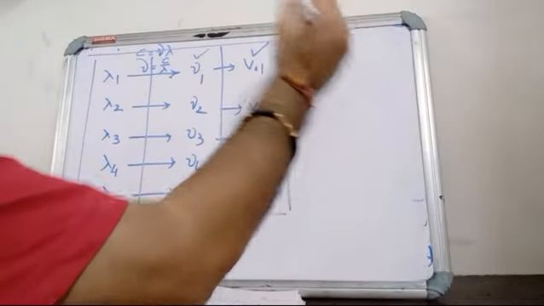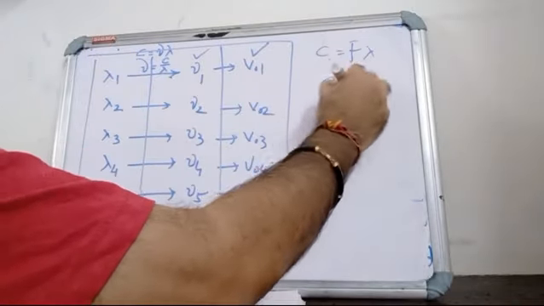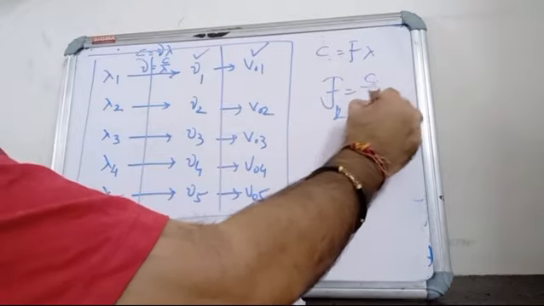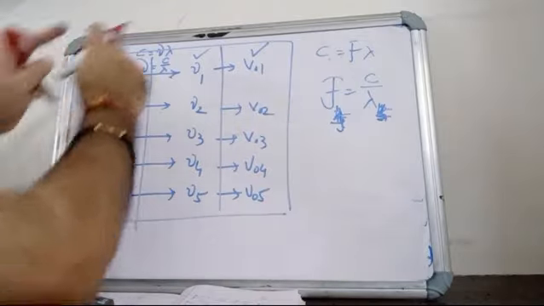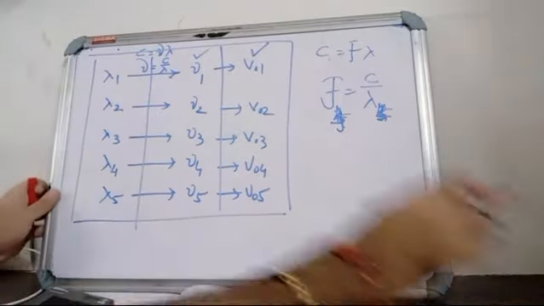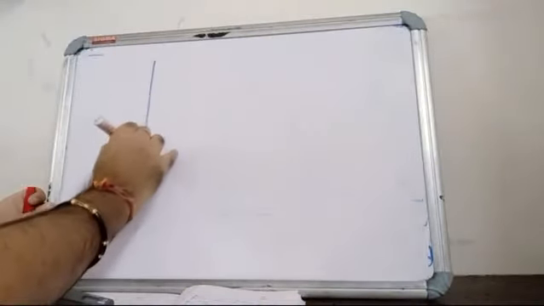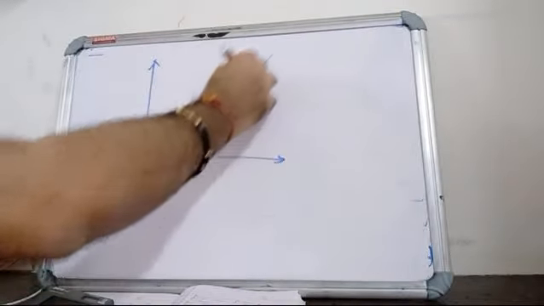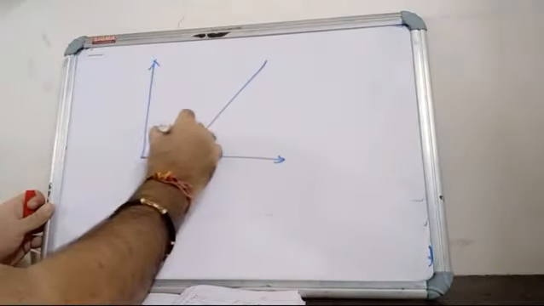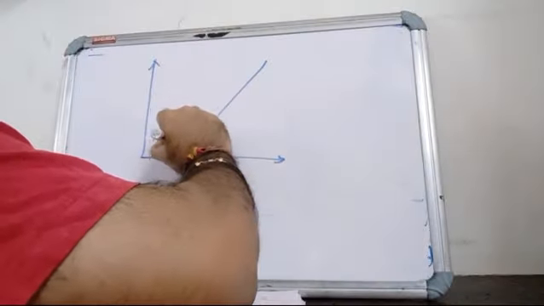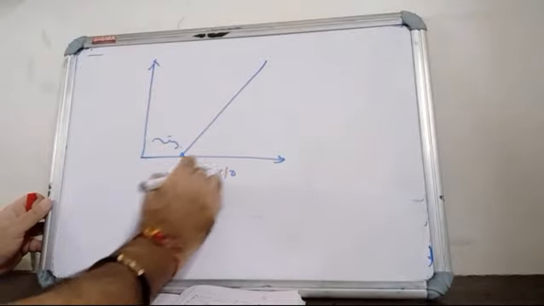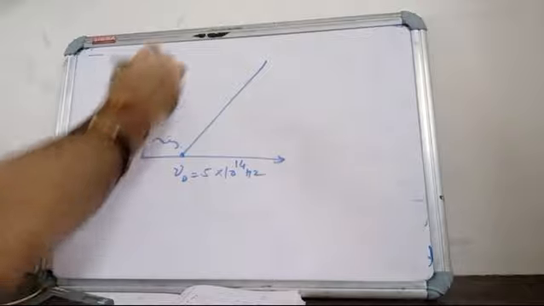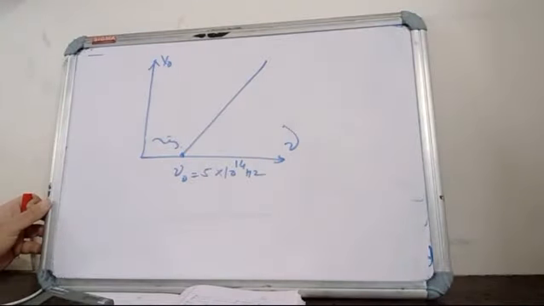We have not done anything else, we have done only one step. C is equal to F lambda, so F is equal to C by lambda: F1 lambda 1, F2 lambda 2, F3 lambda 3, F4 lambda 4, F5 lambda 5. This is the first step. Clear? Second step, prepare a table. Third step, draw a graph, plot a graph. So we have plotted the graph and obtained a graph like this. The x-intercept gives the threshold frequency. We have obtained it is 5 into 10 raised to 14 hertz, right? This is the stopping potential versus frequency graph.